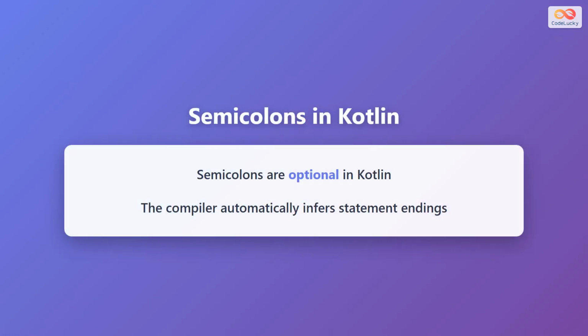One of the first things you'll notice about Kotlin is that semicolons are optional. Unlike languages like Java or C++, where semicolons are required at the end of each statement, Kotlin's compiler is smart enough to automatically figure out where statements end. This makes your code cleaner and easier to read.